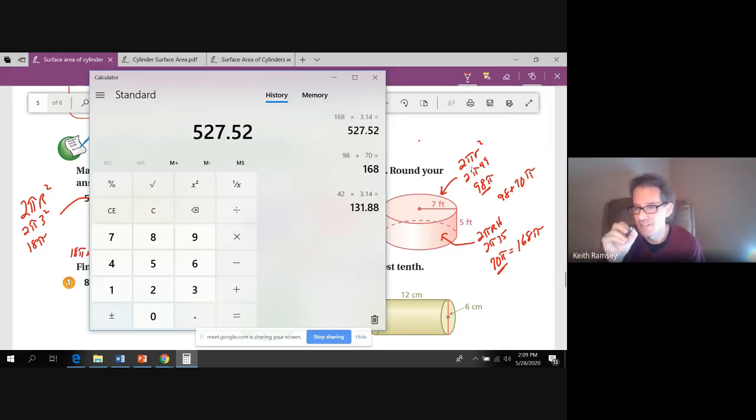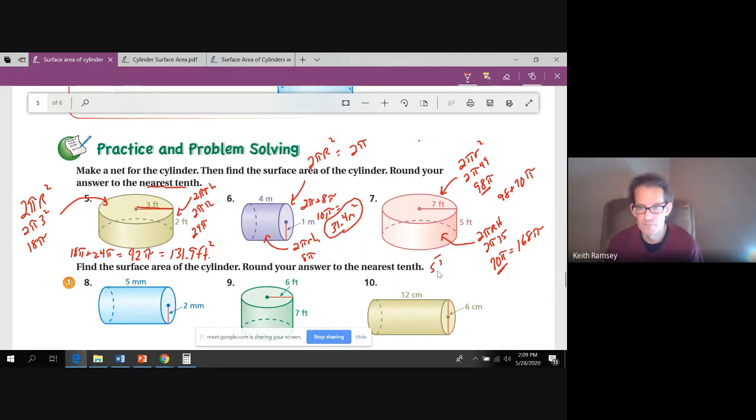I want to round that to the nearest tenth. So I'm going to round that to 0.5, 527.5 square feet. Okay, and that's for number 7 here.